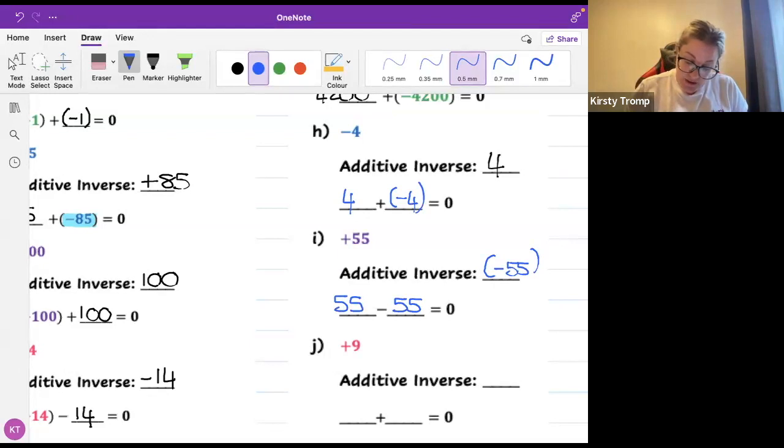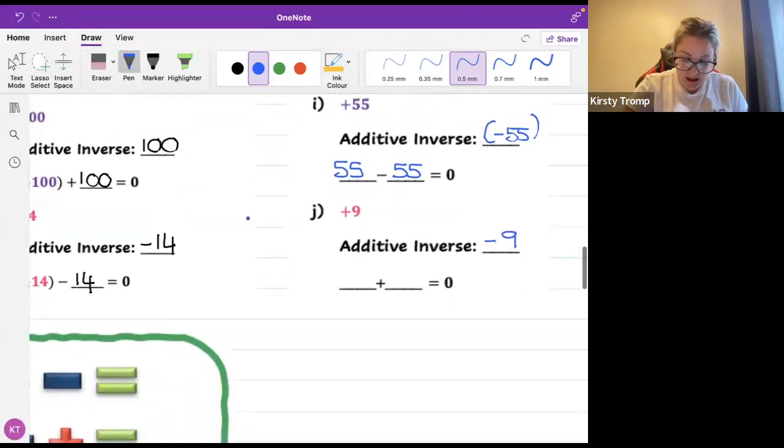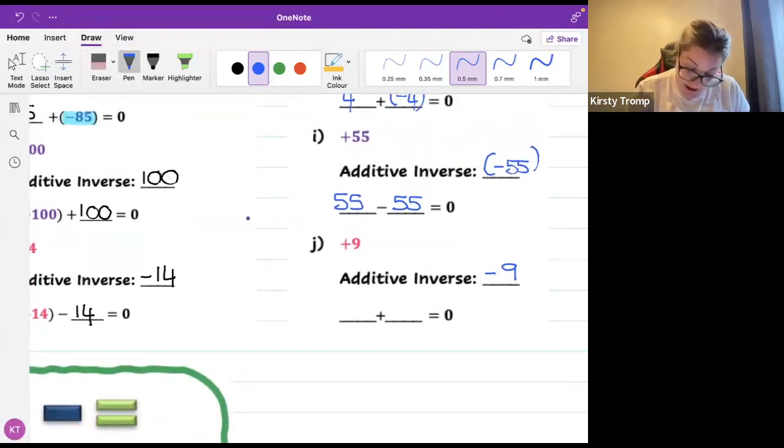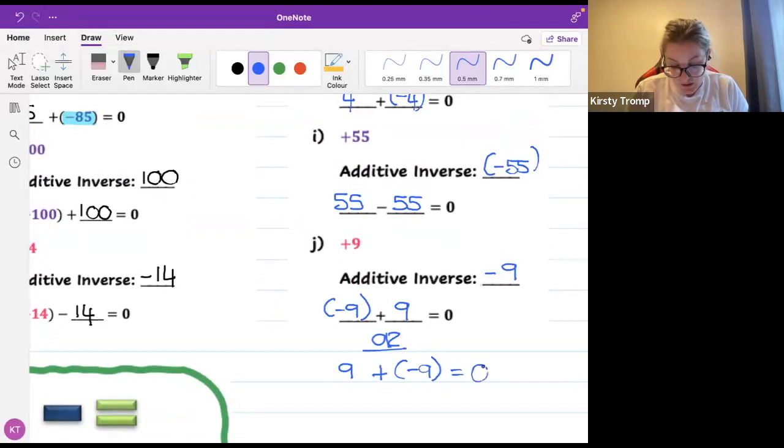9, the additive inverse for 9 is negative 9. So if I put that into a sum so that I can get my answer, I could say, brackets, negative 9 plus 9 equals 0. So I could write it that way. Or I could say 9 plus negative 9 equals 0. Either way I can write it, I will get the same answer.